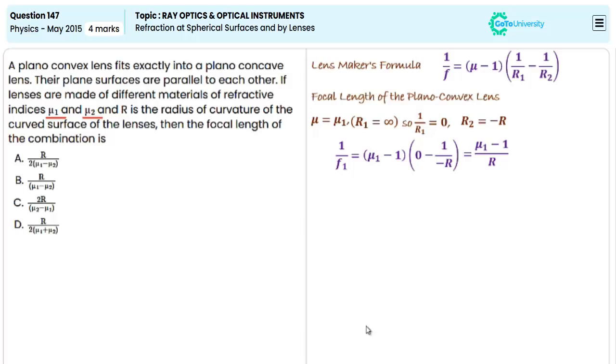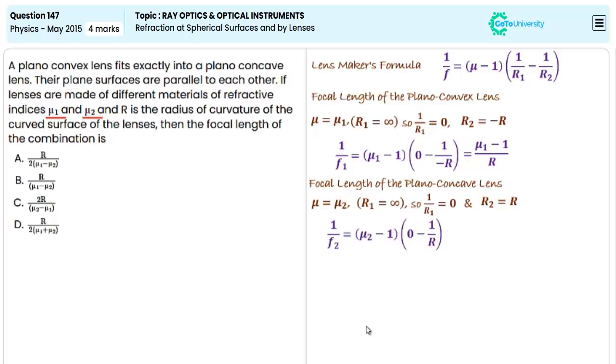For the plano-concave lens, mu is equal to mu2. One surface is plane, which means r1 is equal to infinity. So 1 by r1 is equal to 0. The other surface is concave, which means r2 is equal to r. Substituting these into the lens maker's formula again, we get 1 by f2 is equal to (mu2 minus 1) into (0 minus 1 by r), which is equal to minus of (mu2 minus 1) by r.